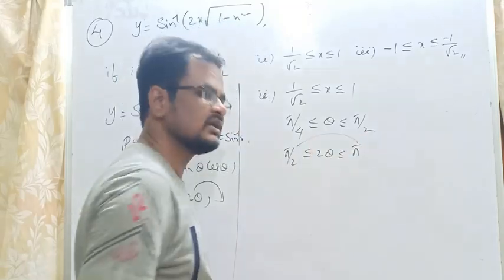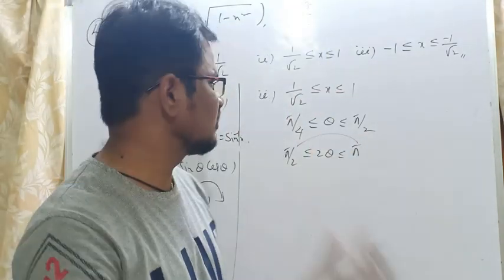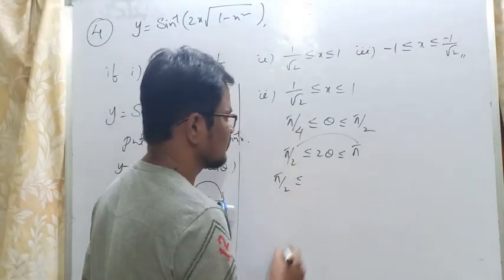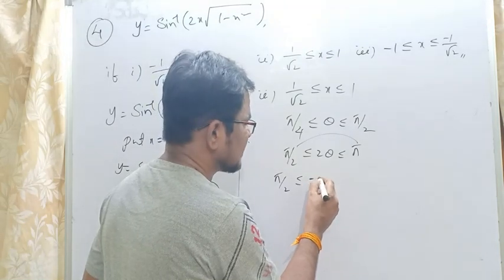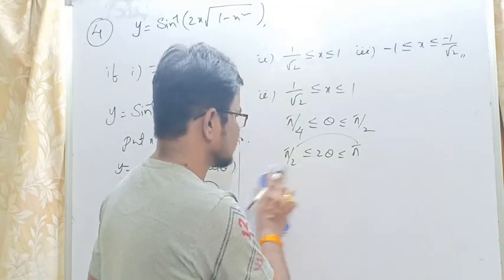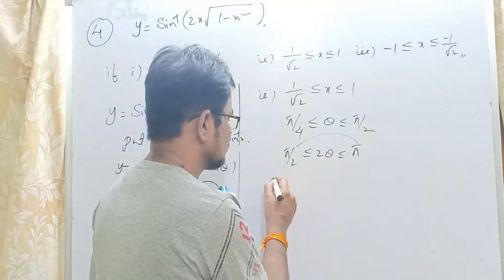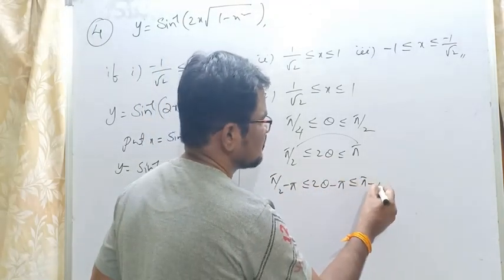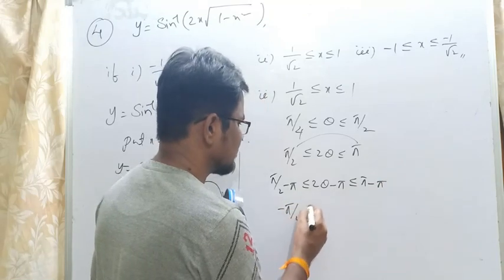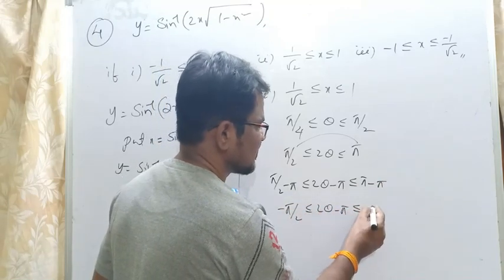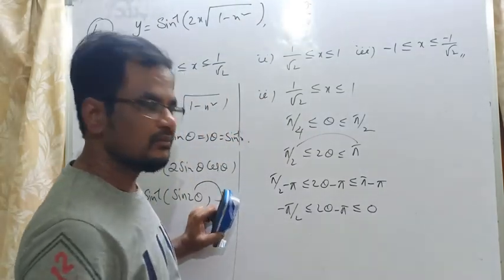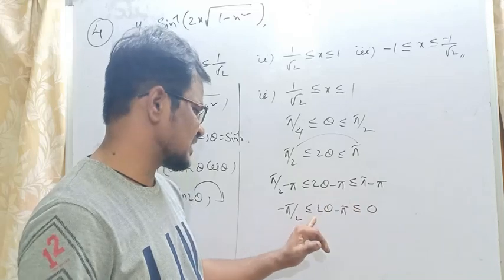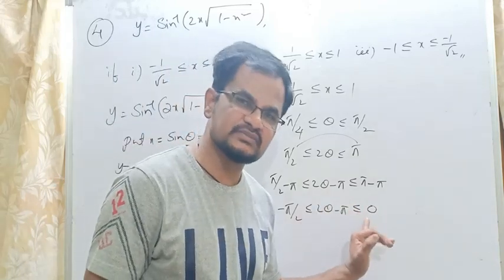But this is not the range of sine inverse x. So how to convert this one? Subtracting pi on both the sides: pi by 2 minus pi less than or equal to 2 theta minus pi less than or equal to pi minus pi. So minus pi by 2 less than or equal to 2 theta minus pi less than or equal to 0. But here, if you apply sine, it is negative, because the sine of 2 theta minus pi is negative.